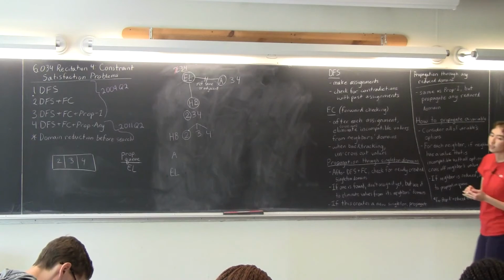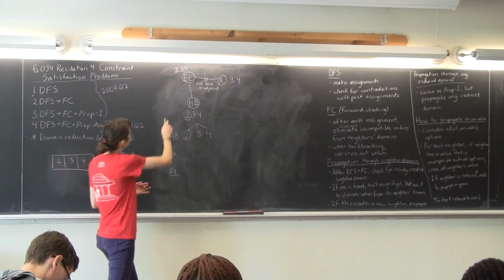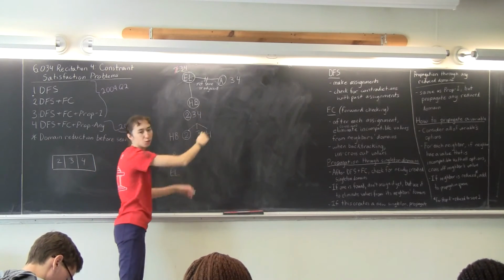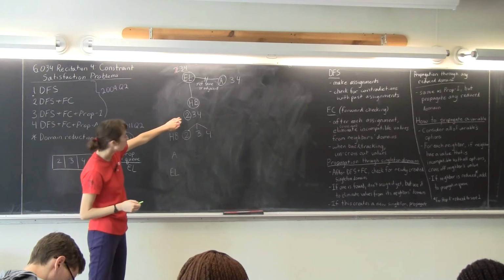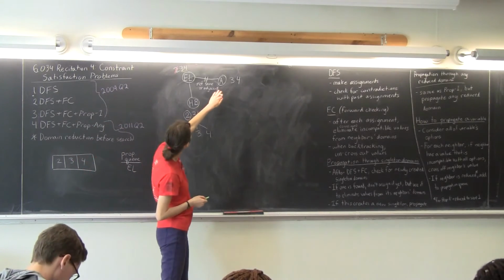So now let's try doing this with our evil lion. We're told that the evil lion can only be in 3 or 4. So we'll look at each of its neighbors, the hornbill and the antelope. The hornbill we're not going to cross out anything from because he's already assigned. So then we look at the antelope.